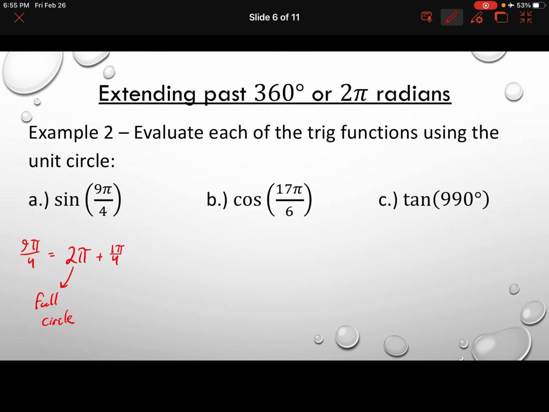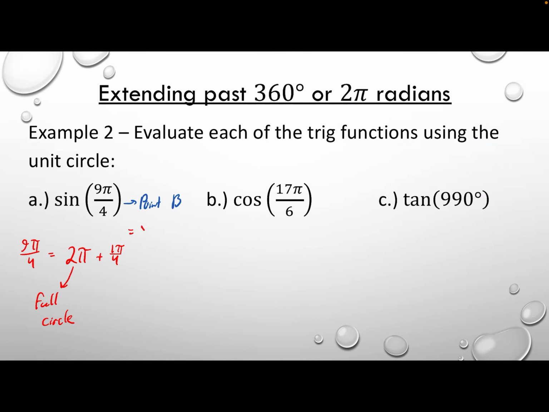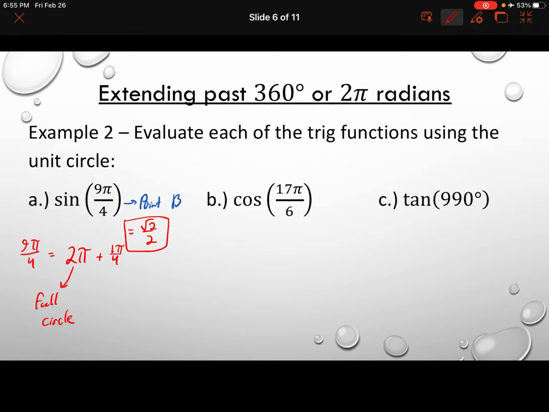So that means for this problem, you should be looking at point B as your reference. In this case, since it's sine, we're looking for the y value. So the y value at point B is radical 2 over 2. So we've used that strategy before when trying to determine where it is when it's greater than 2 pi. For part B, just try that one out on your own using that same strategy.